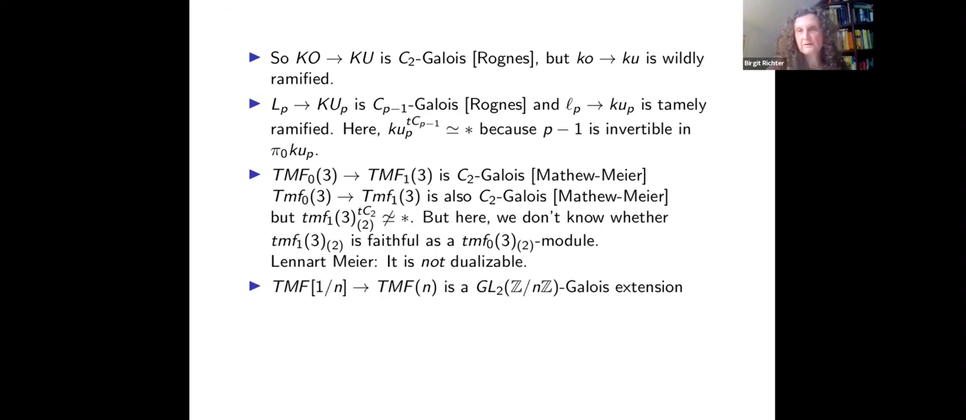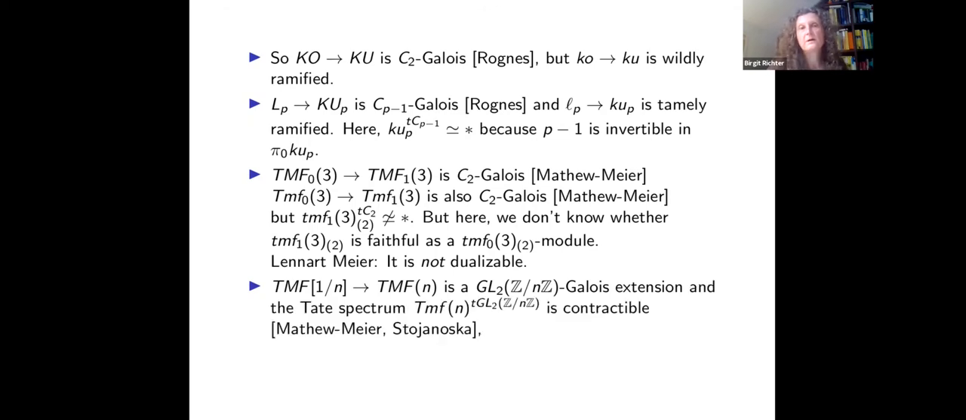If we just look at level n structures on the periodic versions, we get a GL2 Galois extension. The Tate construction on the compactified versions is contractible. So the case n equals 2 is the case that Meier showed. The general case goes back to Mathew and Meier. But for level 2, our result gives that this is widely ramified.